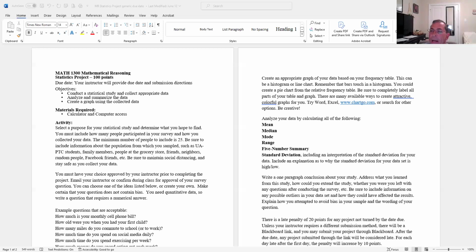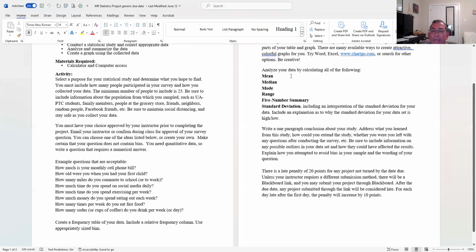All right, so these were the instructions. By now y'all should have got your data in on your 15 to 20 people. What I'm going to show you how to do today is get my mean, median, mode, my range, my 5-number summary, and my standard deviation. And then I'll actually make a pie chart for you, okay? So this is all the data we needed to get.